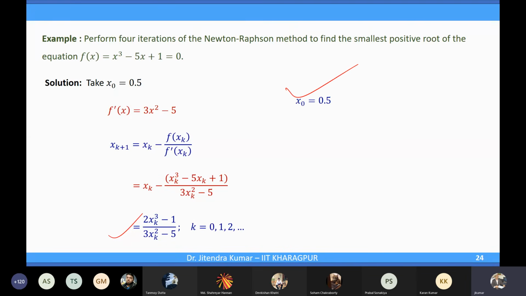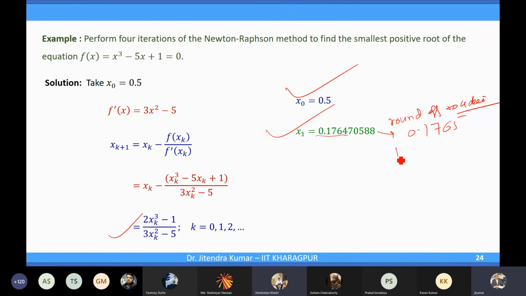Start with x0 = 0.5. The next value you get, x1, is 0.176470588. There are two terminologies usually used. Please pay attention. We can say approximate the values to 4 decimal places, or round off to 4 decimal places. If I say round off to 4 decimal places, what will be the value? 0.1765.